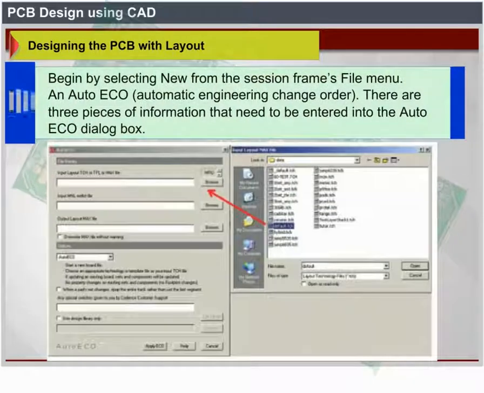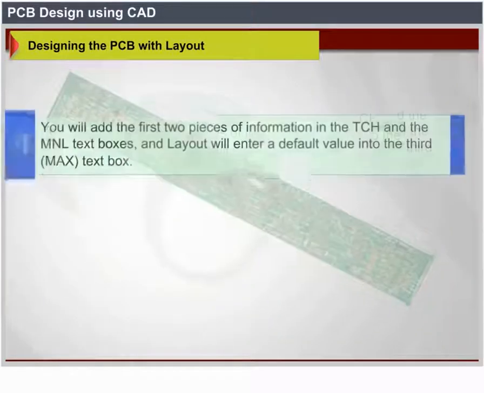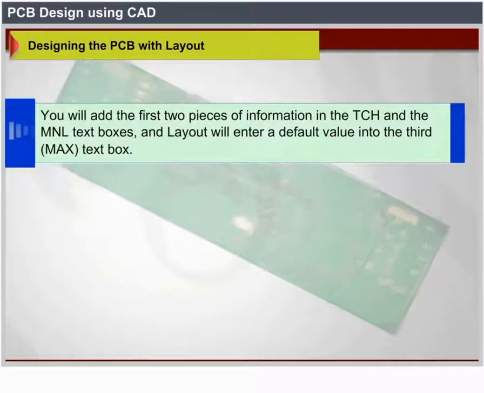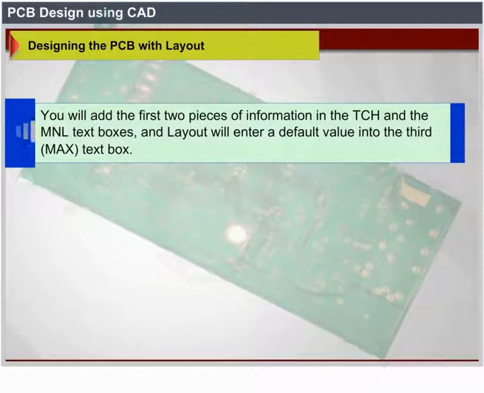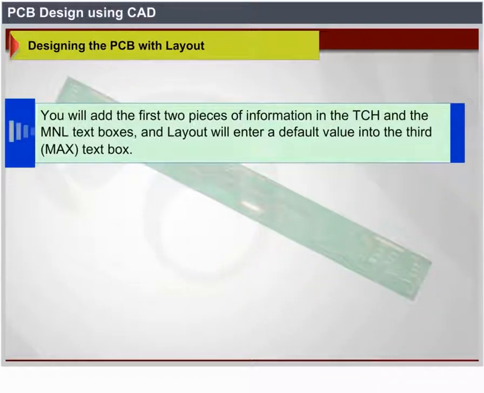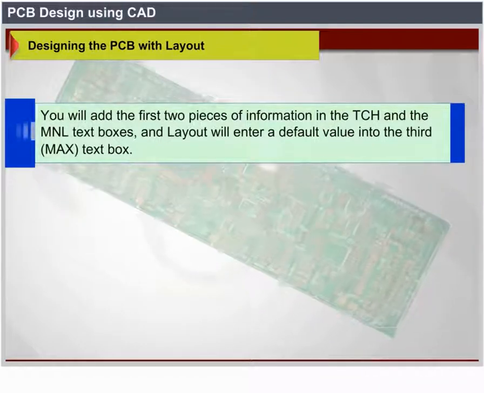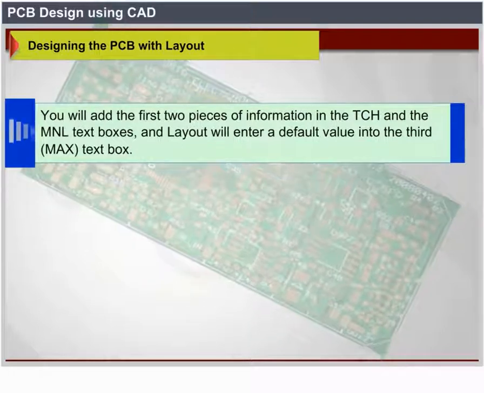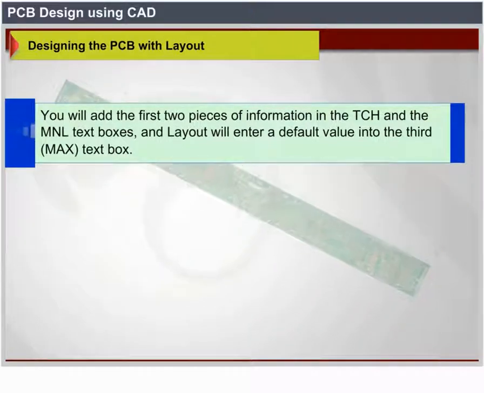Begin by selecting New from the Session Frames file menu. An Auto-ECO, automatic engineering change order. There are 3 pieces of information that need to be entered into the Auto-ECO dialog box. You will add the first 2 pieces of information in the TCH and the MNL text boxes, and Layout will enter a default value into the third MAX text box.